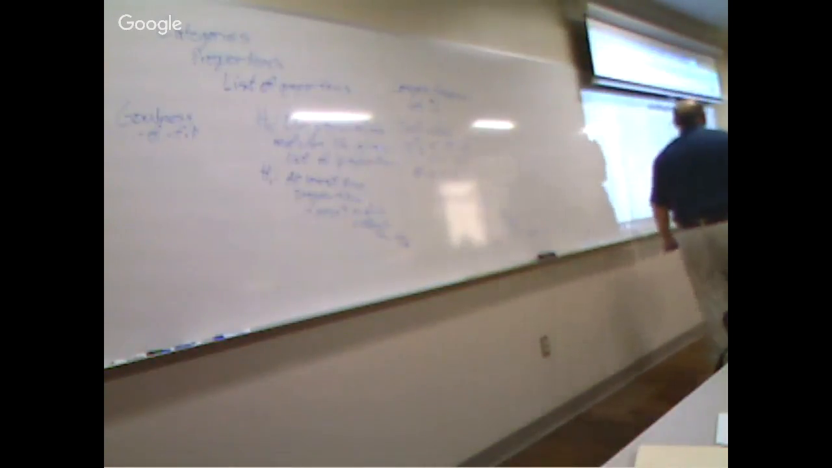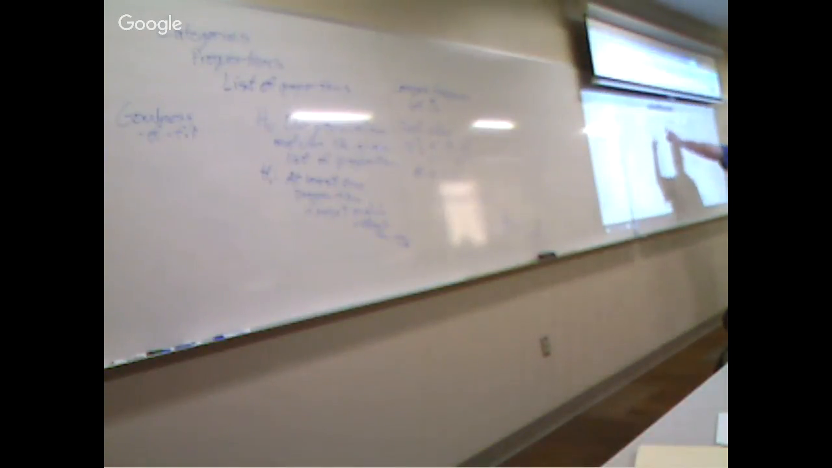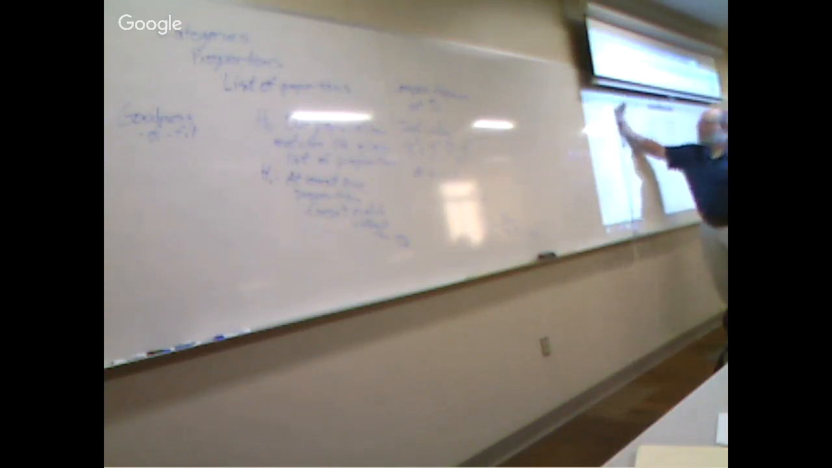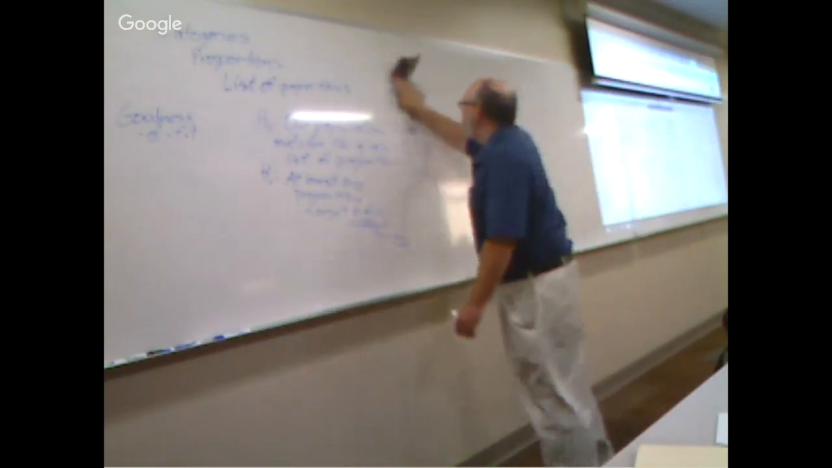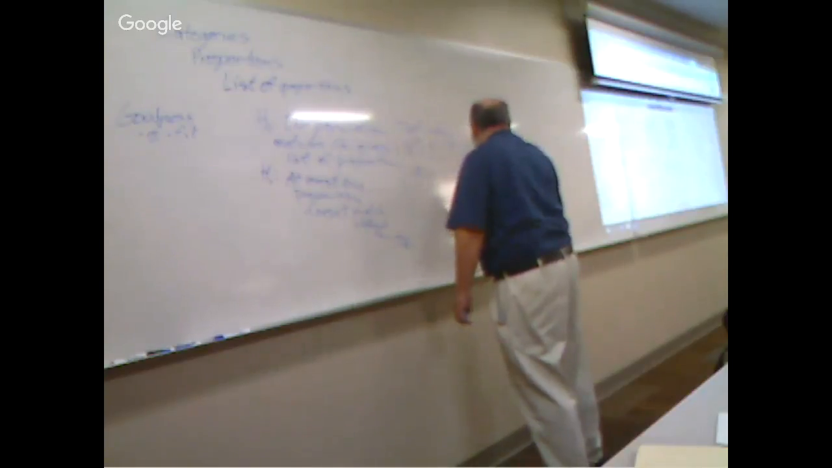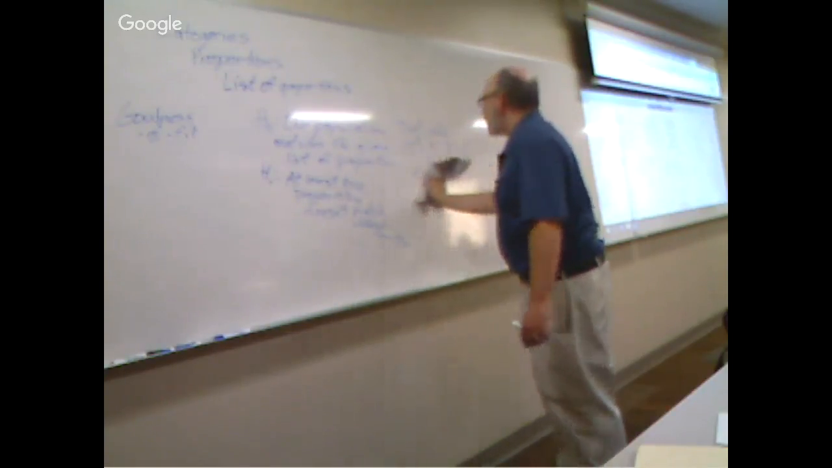What did you find p hat again? P hat is x divided by n. So that would be 130 divided by 250. P hat are all the observed proportions for my observed frequencies. All right, so we're going to get rid of this because we have another big topic to handle. Let's get rid of this for now.